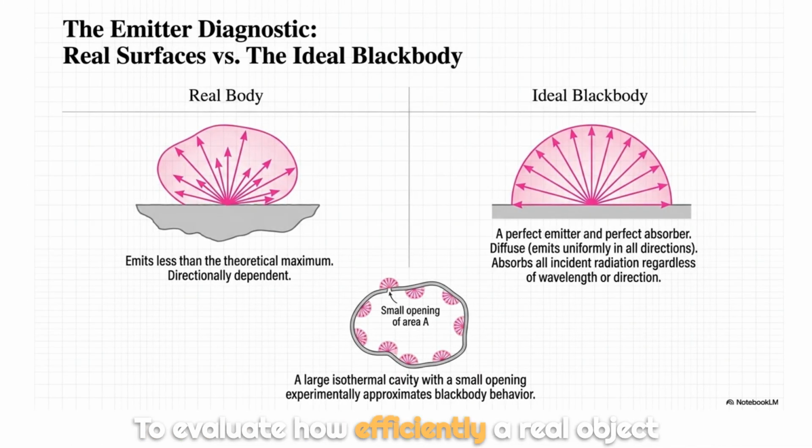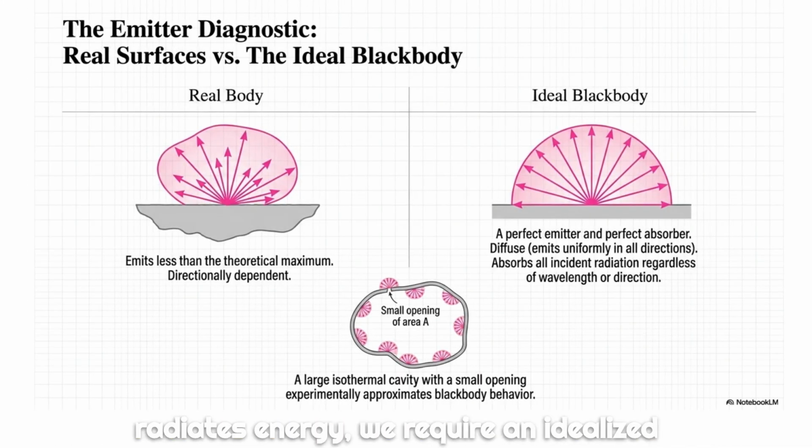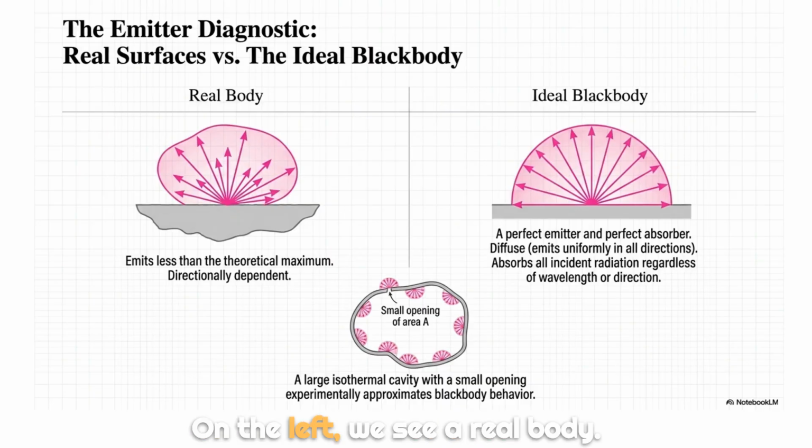To evaluate how efficiently a real object radiates energy, we require an idealized benchmark. In thermodynamics, that benchmark is called a blackbody. Let's compare them using the diagrams on this slide. On the left, we see a real body. Notice that its emission profile, represented by the pink envelope, is highly irregular and directionally dependent. Real surfaces are imperfect.